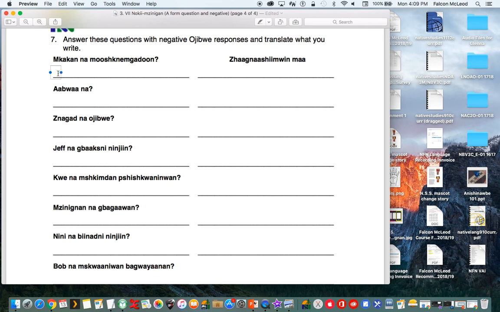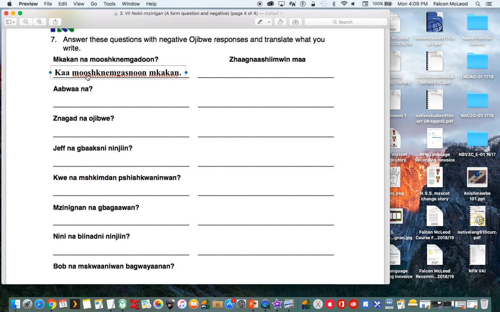So start off negative, ka. Then you can go into your verb next if you like. Moshk nem gad, but we need a negative. So we get rid of the D sound. Then we go snown. And then followed by our plural noun. Mkakun. So that's answering this question in Ojibwe, or in the negative for Ojibwe.